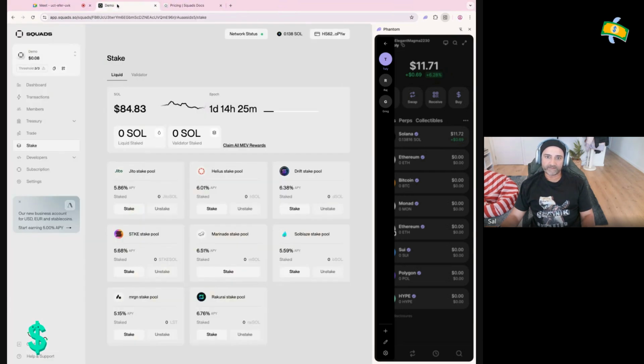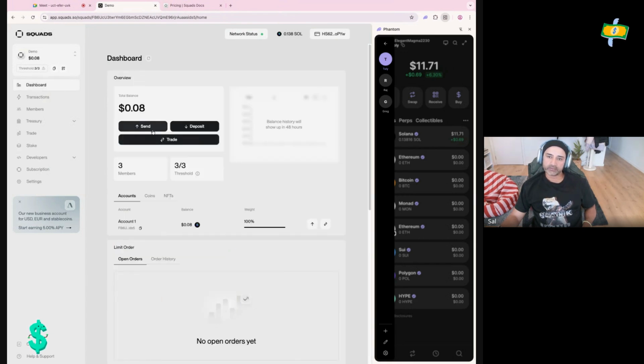Here we are. So this is the treasury of the squad we created, and we've got a threshold of 3 by 3. On the dashboard, you can send or get the QR code to deposit or even do a bit of trading. But one of the things you have to keep in mind when you're trading is that there are multiple signatures required. So you're not going to get the correct pricing all the time if the other person hasn't signed the trade to be executed, right?